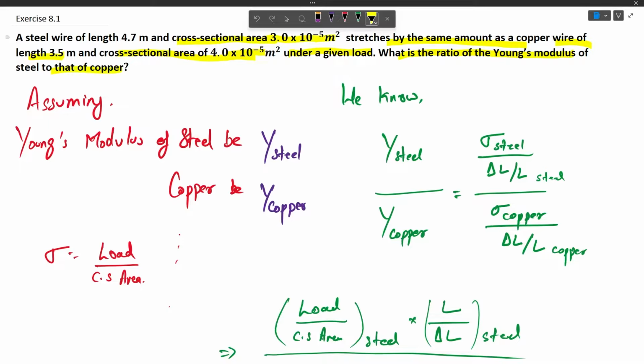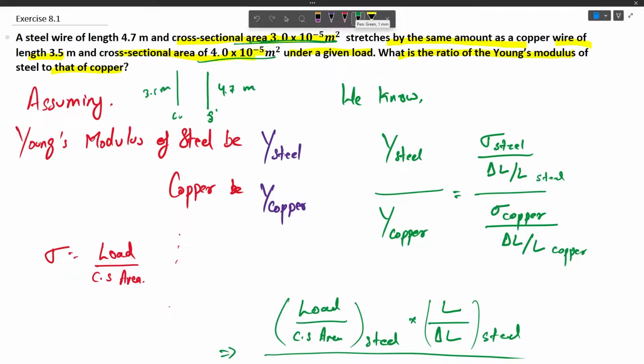So here there are two specimens. One is of copper and one is of steel. Now they both have different length. The steel wire is of 4.7 meter long and the copper wire is of 3.5 meter long, and they both have different cross-sectional area also. The steel wire has this cross-sectional area and the cross-sectional area of the copper wire is 4 × 10^-5 meter square.